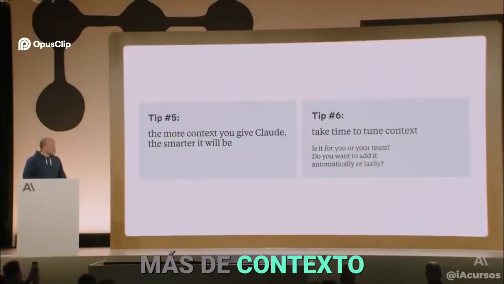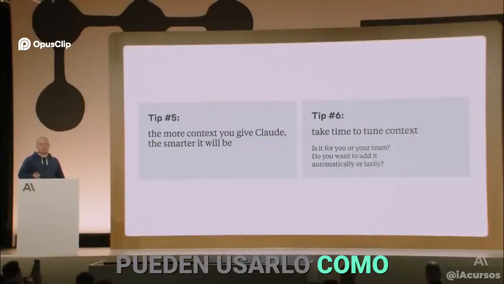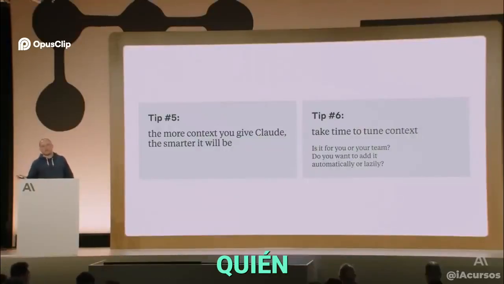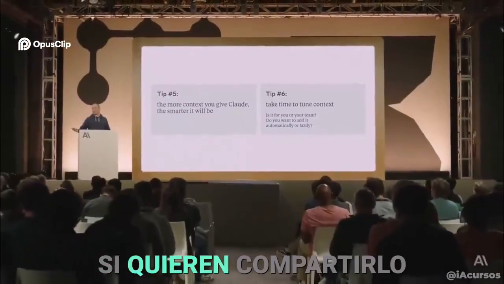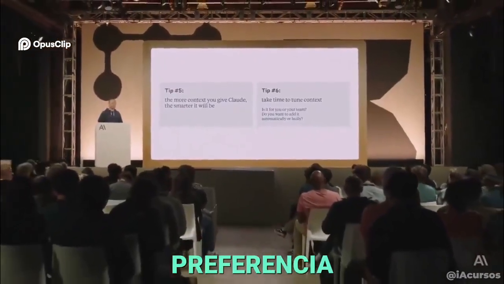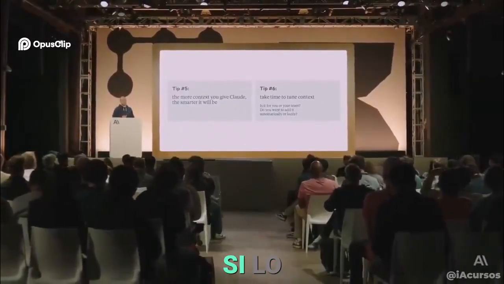So give Claude more context, and it's definitely worth taking the time to tune context. You can run it through a prompt improver, consider who the context is for, if you want to pull it in every time, if you want to pull it in on demand, if you want to share it with a team, if it's a personal preference, definitely take the time to tune it. This will improve performance dramatically if you do it right.